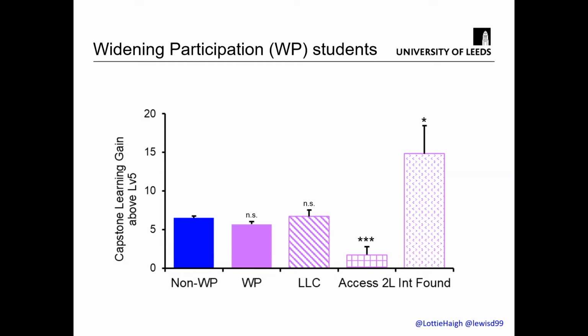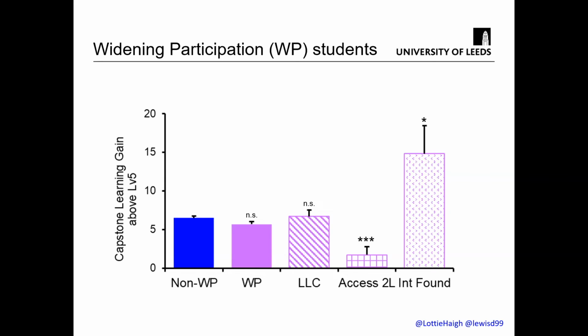There is a reduction in learning gain in students that have come through the Access to Leeds scheme. This is where we go into schools to provide support, particularly in deprived communities, for students with no background. They get additional support when they come into the university. There's far greater learning gain if we look at International Foundation Year. However, there are only 2 students in this group, so again we treat it with caution. We'll look more into this in the future as the number of International Foundation students goes up.